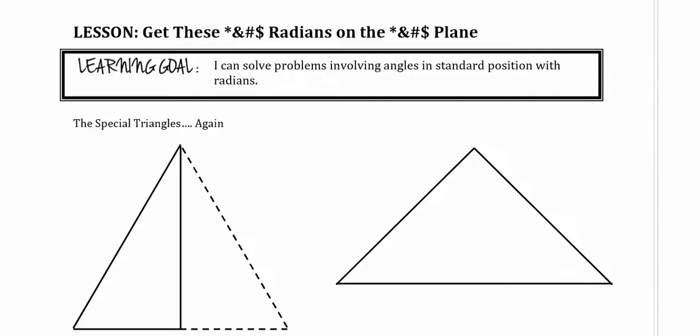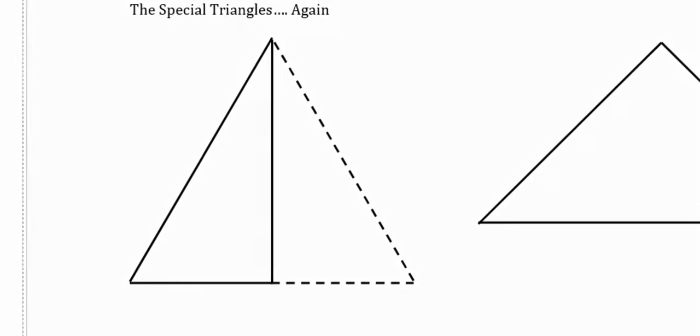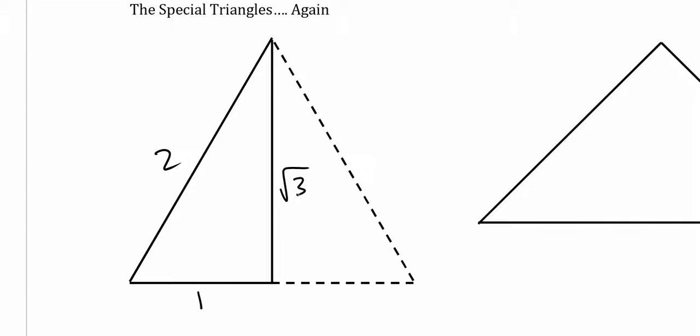Okay, so let's take a look at these special triangles again. Which special triangle is this? What are the side lengths? 1, 2, and square root 3. Very nice. 1, and I think in this order, square root of 3 or root 3. Very nice. What is a right angle in radians?